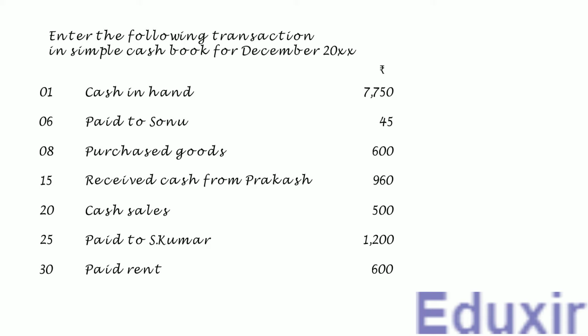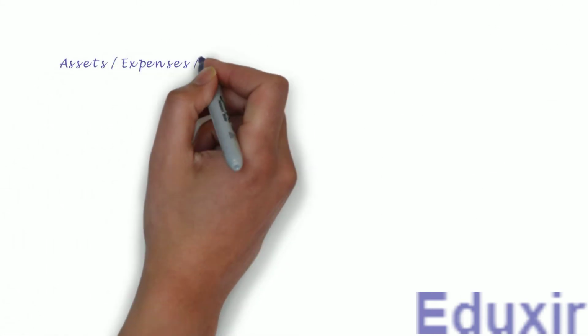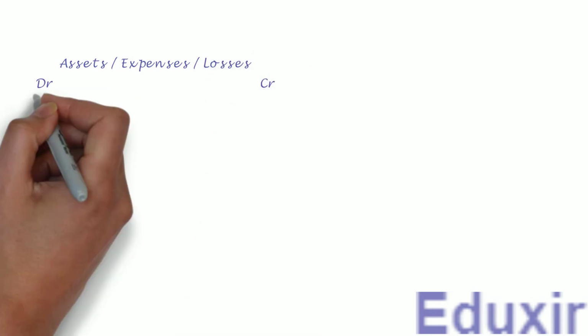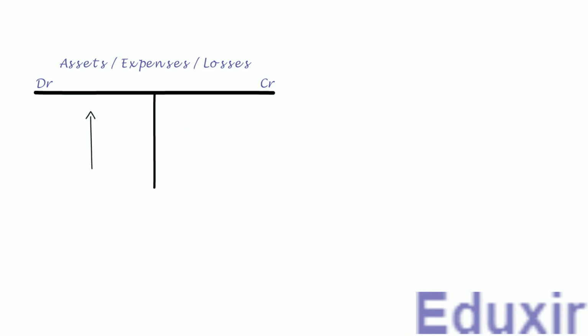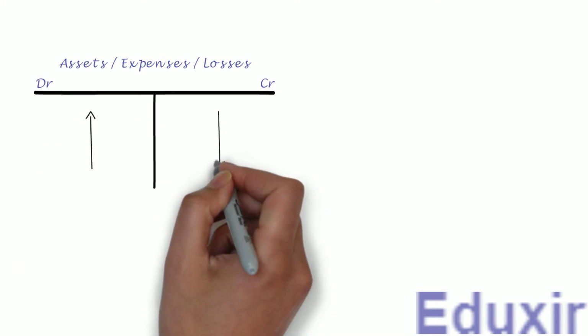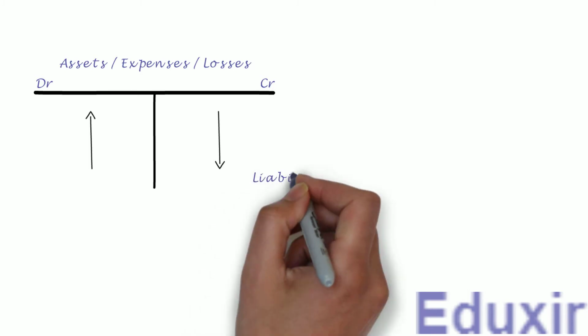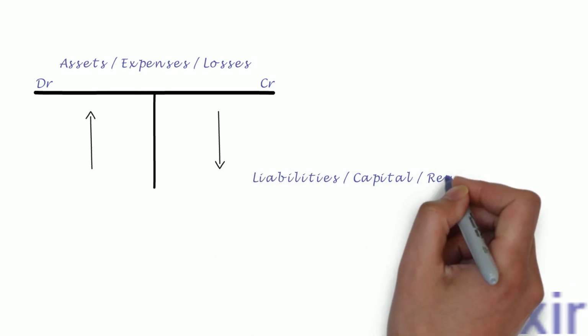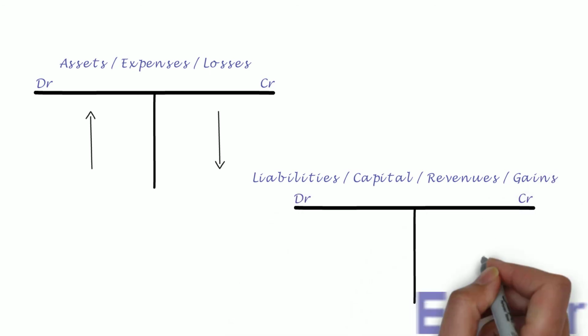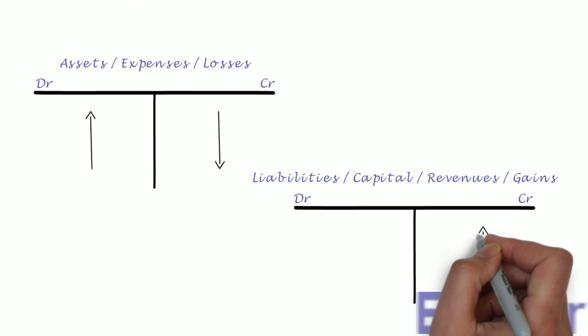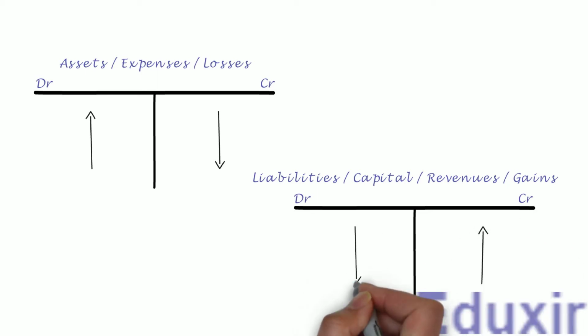Before we proceed with the posting of these transactions into the cash book, let us first recap the rules for journalizing or posting the transactions. In case of assets or expenses or losses, any increase in any of these should be debited and any decrease should be credited. Whereas in case of liabilities or capital or revenues or gains, any increase in any of these should be credited and any decrease should be debited. With these rules at hand, let us proceed with analyzing each of the transactions.